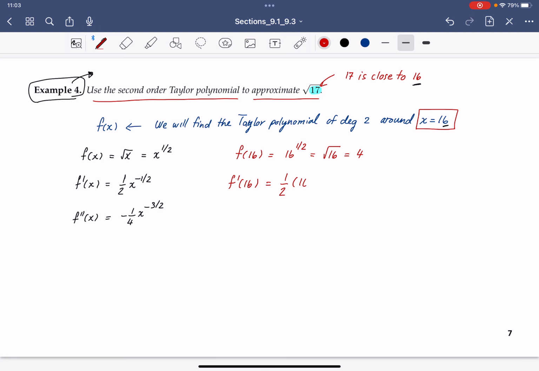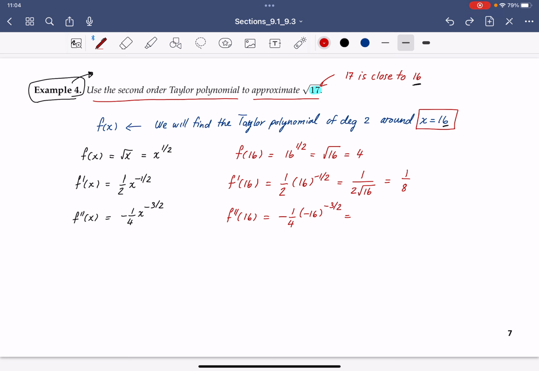16 to the negative 1/2, which is actually 1/2 over square root of 16. This is 1/8. And then f double prime at 16 is going to be minus 1/4 times 16 to the negative 3/2. So it's actually minus 1/4 over square root of 16 cubed.